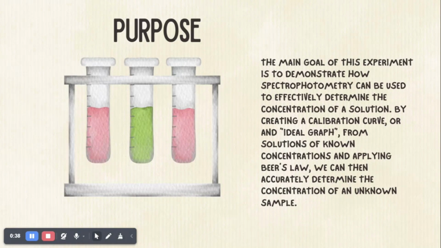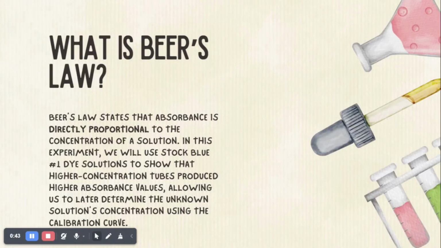Before we begin, I'd just like to clarify what Beer's law is. Beer's law states that absorbance is directly proportional to the concentration of a solution. This means that more concentrated solutions absorb more light when compared to a less concentrated solution, which absorbs less light. In this experiment, we will use stock blue 1 dye solutions to show that higher concentration tubes produced higher absorbance values, allowing us to later determine the unknown solution's concentration using the calibration curve.